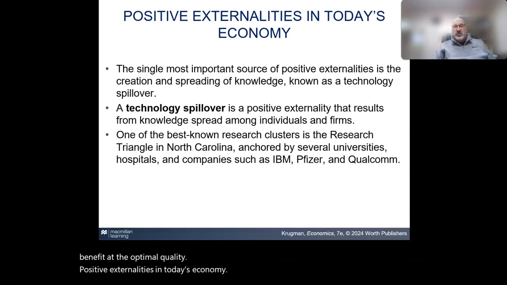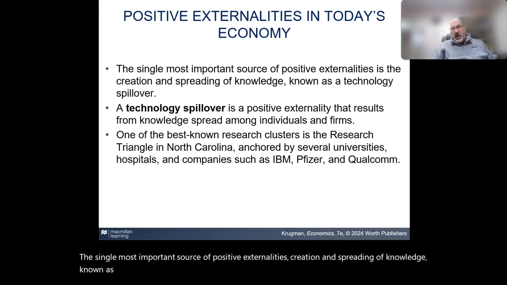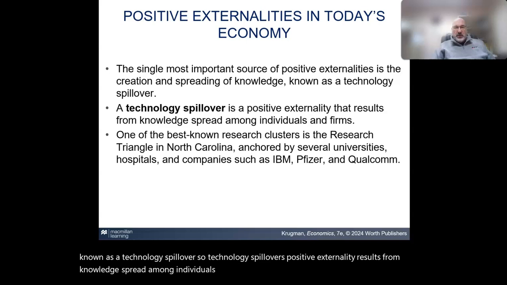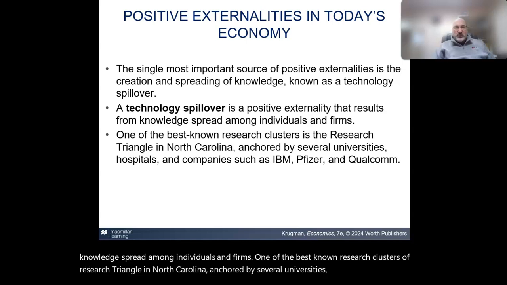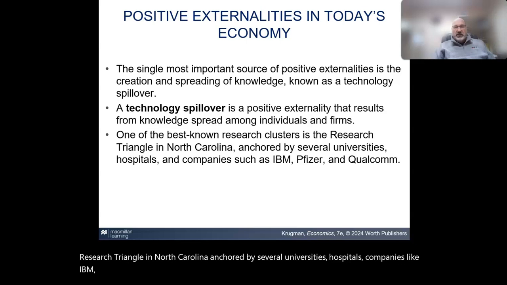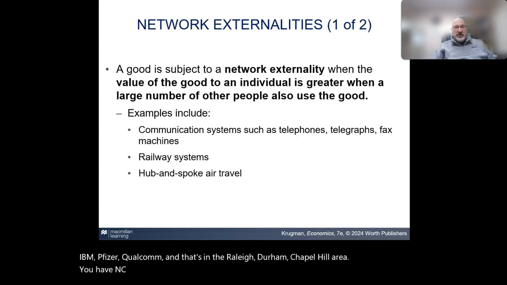The single most important source of positive externalities is the creation and spreading of knowledge, known as a technology spillover. A technology spillover is a positive externality that results from knowledge spreading among individuals and firms. One of the best known research clusters is the Research Triangle in North Carolina, anchored by several universities, hospitals, and companies like IBM, Pfizer, and Qualcomm. That's in the Raleigh, Durham, Chapel Hill area. You have NC State, Duke, and UNC right there.